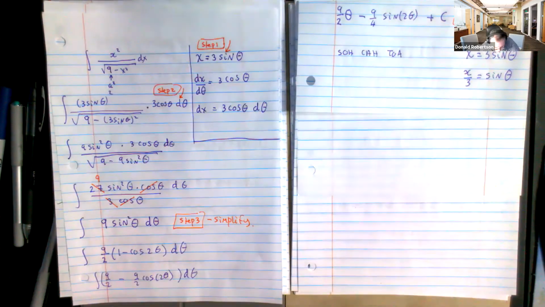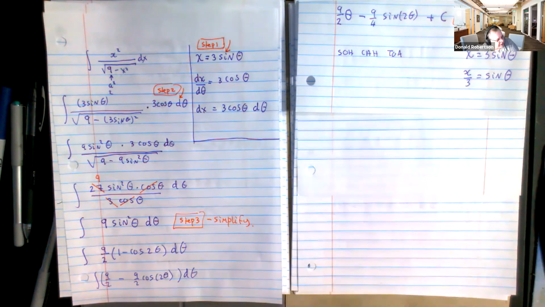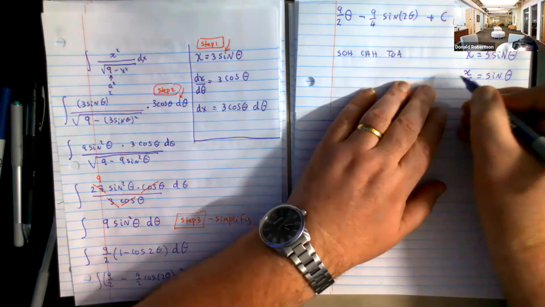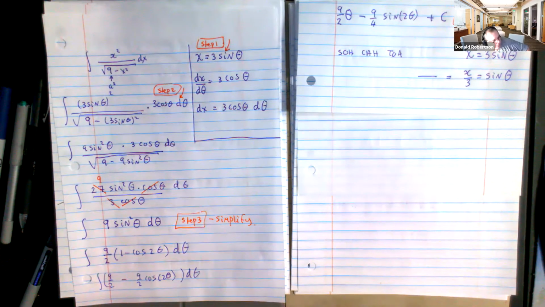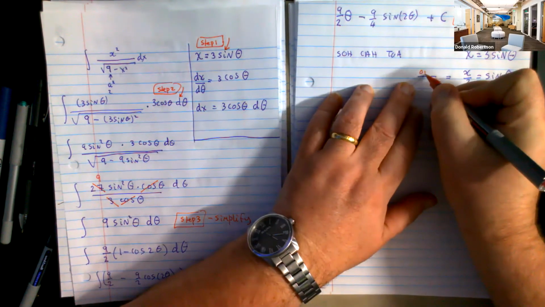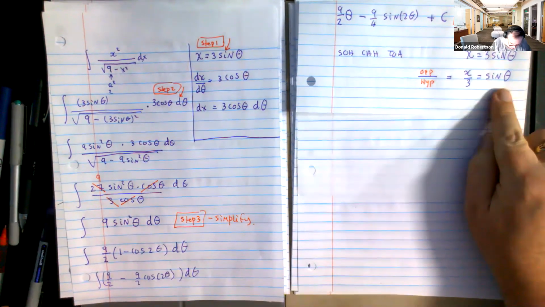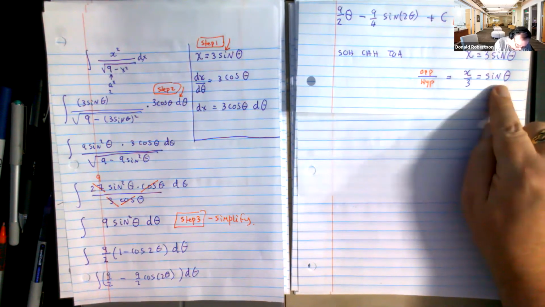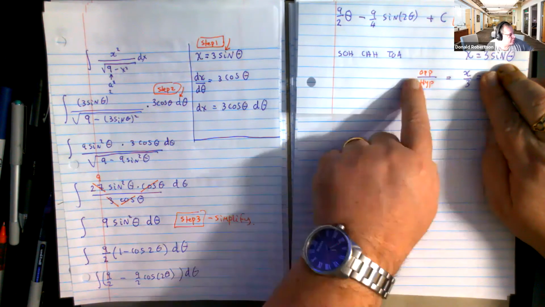Who do you know in SOHCAHTOA for sine? What's the ratio for sine? Do you mean like opposite over hypotenuse? That's exactly what I mean. Yes. So if the sine of theta is x over 3 and the sine of theta is opposite over hypotenuse, does it not make x over 3 the same thing as opposite over hypotenuse?